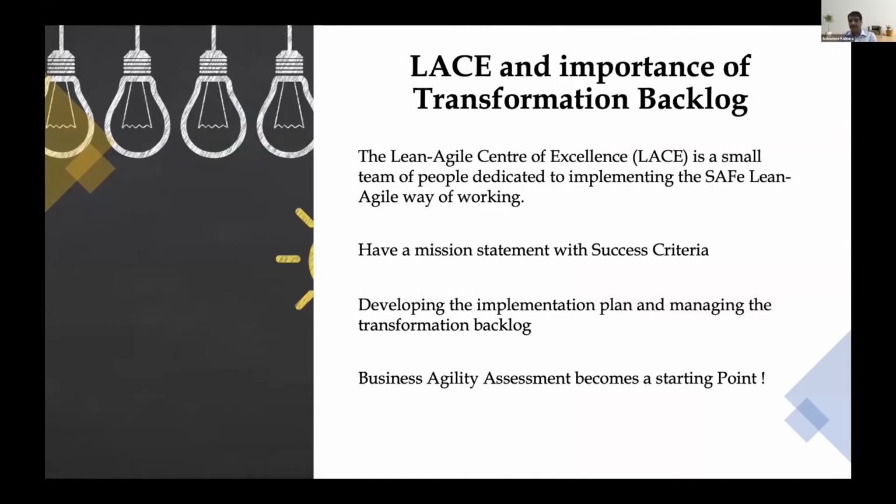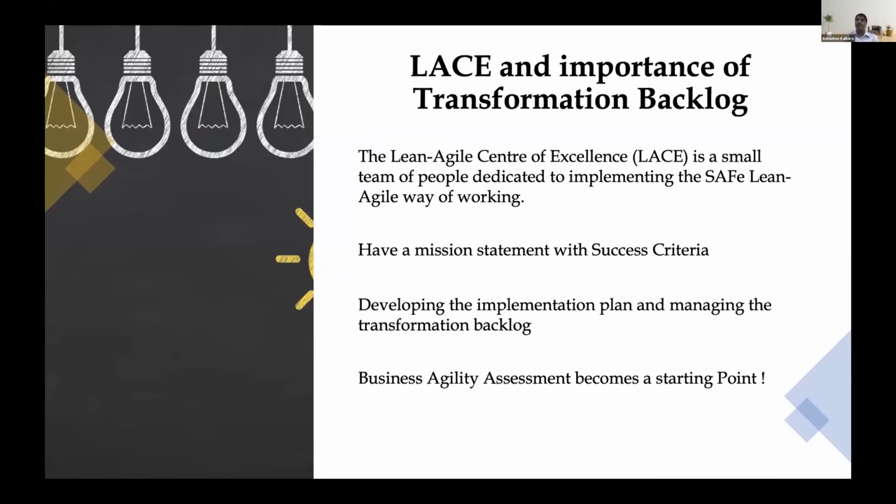The Lean Agile Center of Excellence, in SAFe's implementation roadmap, is one of the first things you do. Somebody has a sense of urgency. They want to affect the change, or they want to think about what's a new thing that could help us. So the Lean Agile Center of Excellence is a small set of individuals dedicated to implementing an agile way of working. They have a mission statement with the success criteria measured. This is where your innovation accounting comes into place. Even before you start affecting the change, you are already putting success measures for yourself. It could be short term, medium term, or long term. You have to create those success criteria.